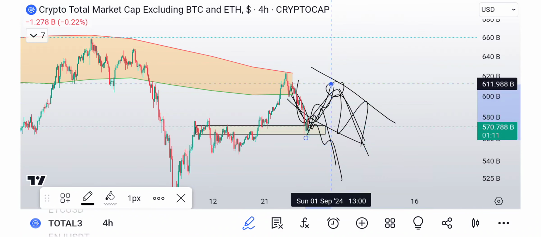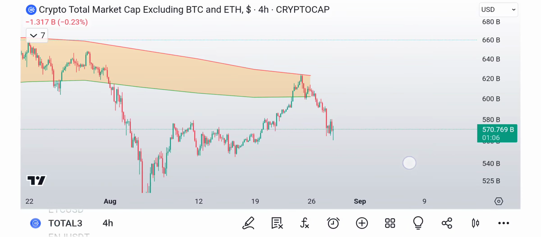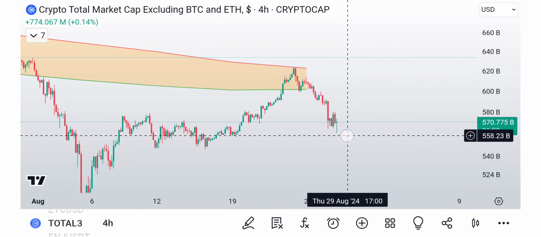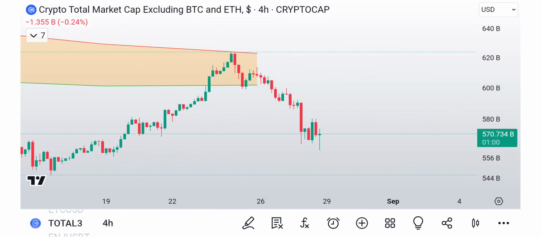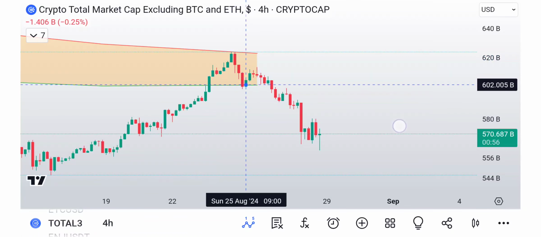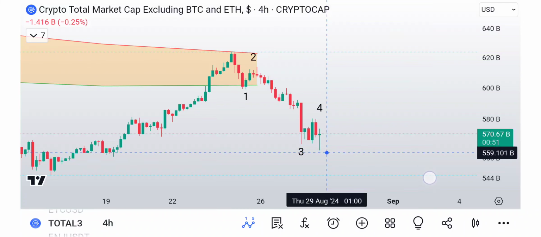So we need that push probably within the next 12 hours, 12 to 24 hours. If we come down and hit the low one more time, that's still okay, right? Because you could see right here, it could be 1, 2, all of this is 3, this is 4, maybe we're still in 5.